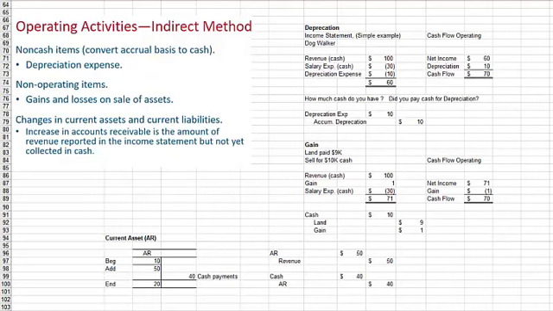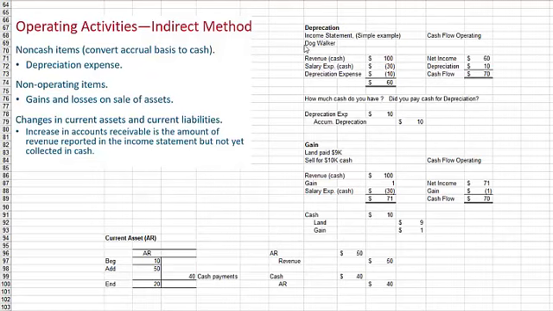It is what the majority of all companies use for their cash flow statements, and it is just as it sounds. It is indirect. We start with net income and back out non-cash and non-operating items and changes in current assets and liabilities to determine our cash balance. Here we have depreciation. Let's do a very simple example.